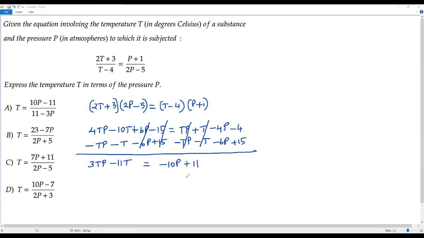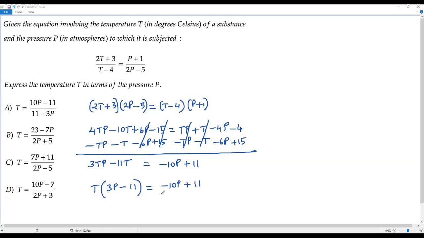Okay, now I got the terms which contain T only on the left side of the equation. So now I can factor T from these two terms, because T is the greatest common divisor for the two terms on the left side. So we can factor T out. If I factor T out, what do I get inside the parenthesis? For that, I have to divide both the terms on the left side by the one I factor, that is T. When I divide this 3TP by T, I'm getting 3P. When I divide this negative 11T by this T, I'm just getting negative 11. So T(3P - 11) equals negative 10P + 11.